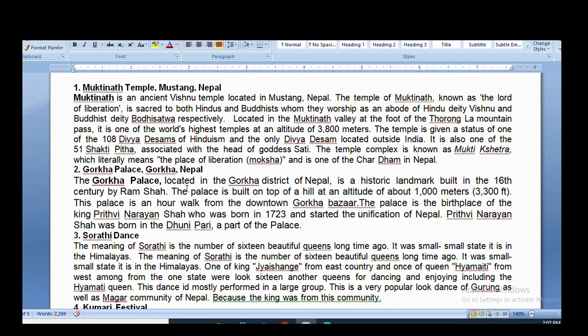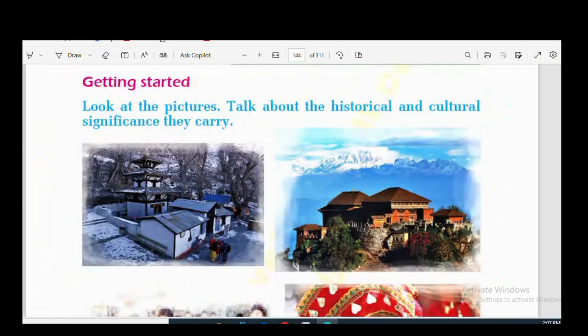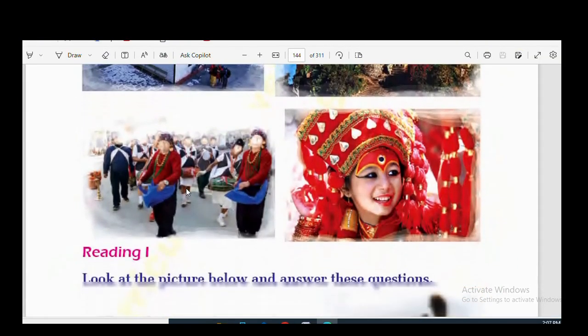The palace is the birthplace of King Prithvinarayan Shah, who was born in 1723 and started the unification of Nepal. Prithvinarayan Shah was born in the Dhunipari, a part of the palace. Let's talk about the third picture. A group of people including male and female are performing a typical cultural dance.